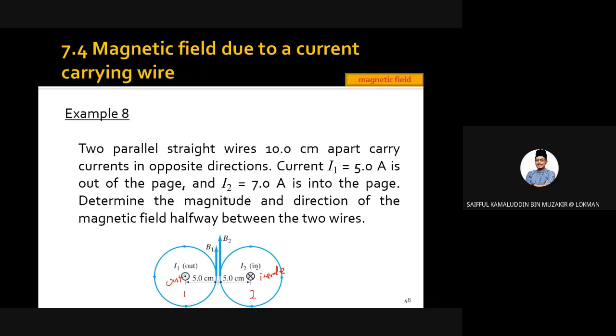So use your right hand rule. Okay, your thumb is facing towards you for I1. Therefore, you will get the direction of your B is counterclockwise. How about the second one? Your thumb is facing inside the page. Therefore, your other fingers are showing the direction of B in the clockwise direction.